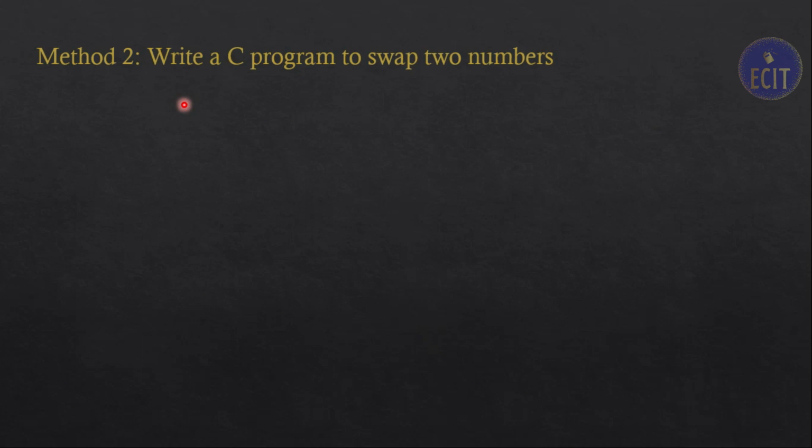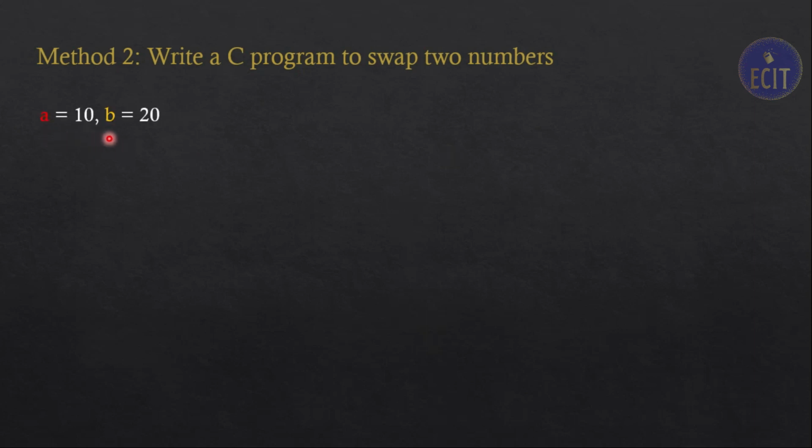So in this video we are going to discuss a second method that will help you to swap two numbers in a C program. Now let's say the interviewer has asked you to swap two numbers but without using a third variable. So how can you do this? In this video we will discuss the logic first and then I will show you the program.